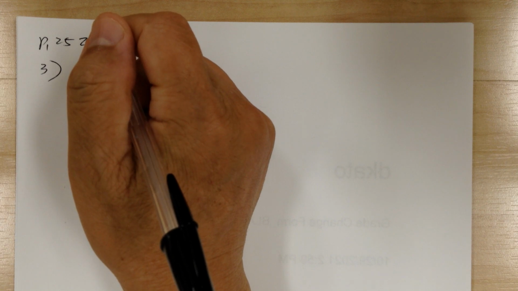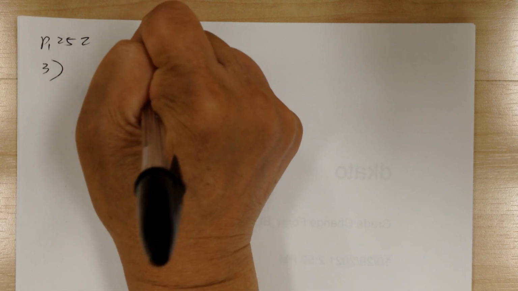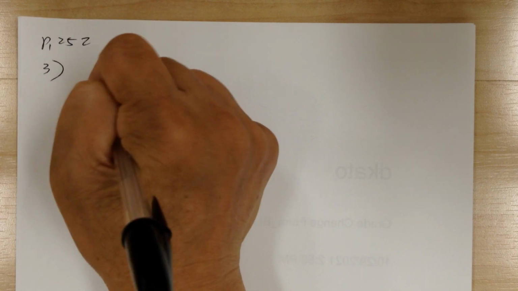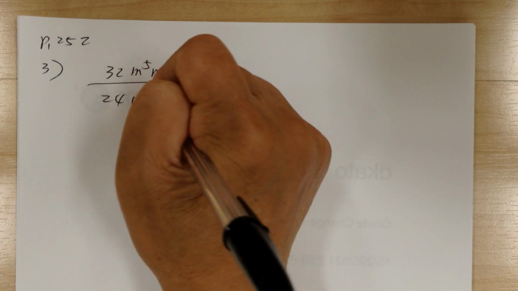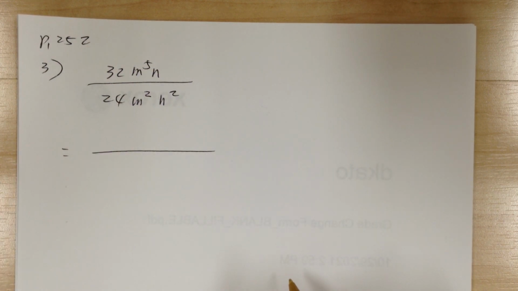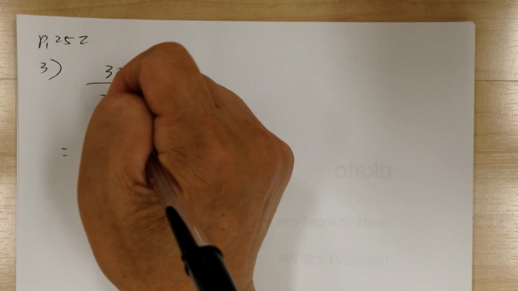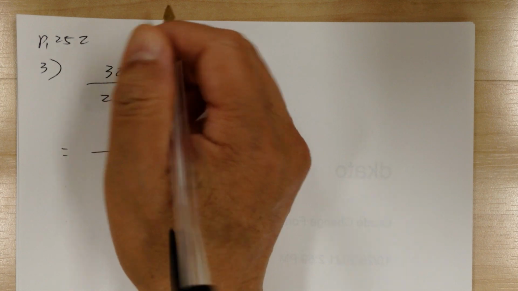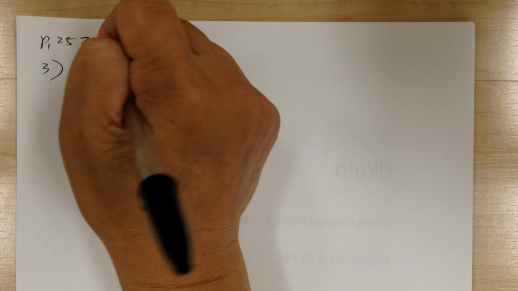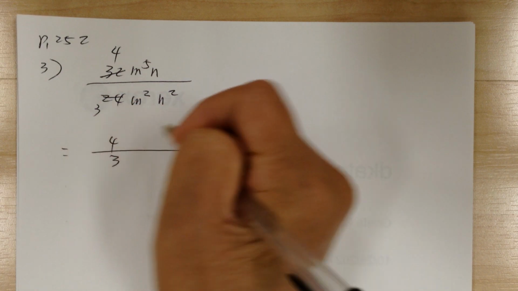Okay, number 3. Okay, you have 32m to the 5 n over 24 m squared n squared. So go and get your fraction ready so that as soon as you cancel, you can write it down so you don't forget. Okay, so both of these are divisible by 8. So divide by 8, you get 4. Divide by 8, you get 3. So write it down 4 over 3.